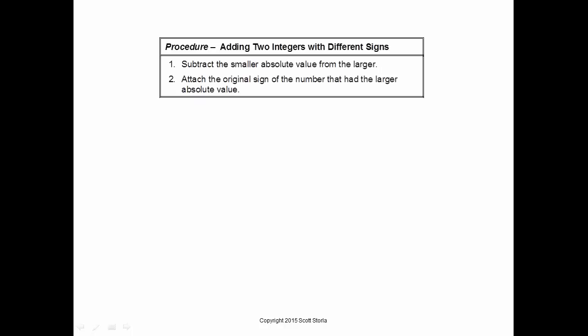Now let's move on to adding integers with different signs. Here's the procedure. Again, it's two steps. In the first step, we take the absolute value of the two integers and subtract the smaller from the larger. Then we look back at the original integers, and whichever is absolutely larger, we use the sign of that integer.